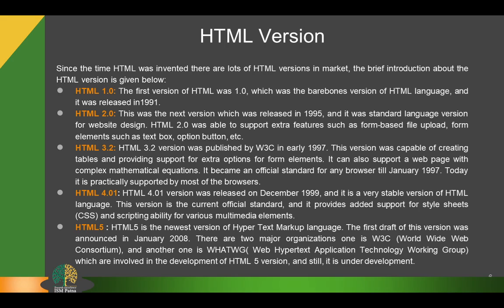The next version of HTML was introduced in December 1999. That was HTML 4.01. It is also a very stable version of HTML and it provides the facility to integrate CSS in the HTML page. So the concept of CSS was introduced from HTML 4.01.